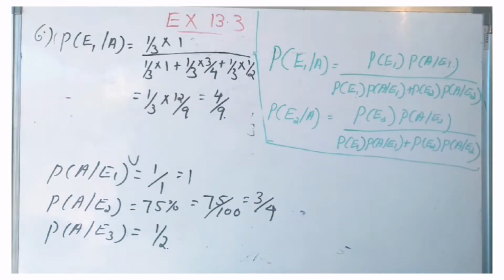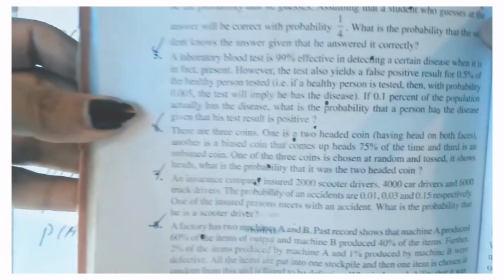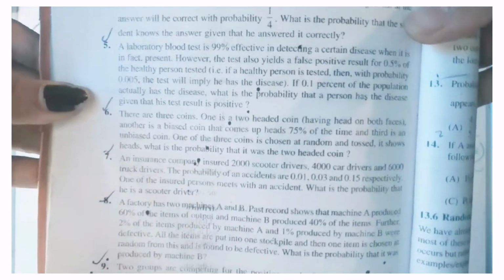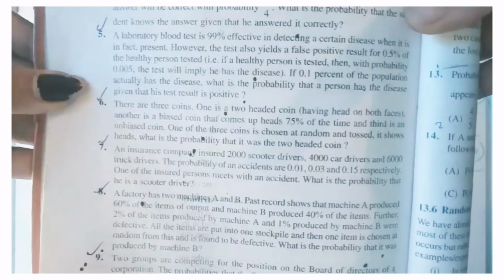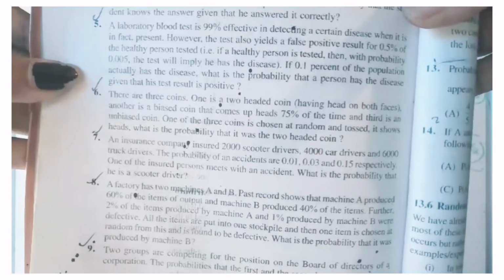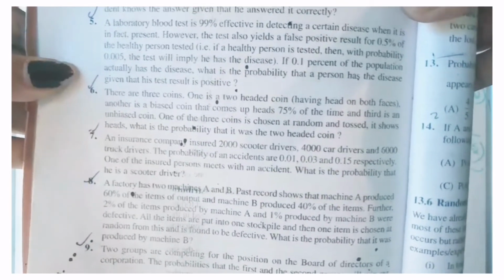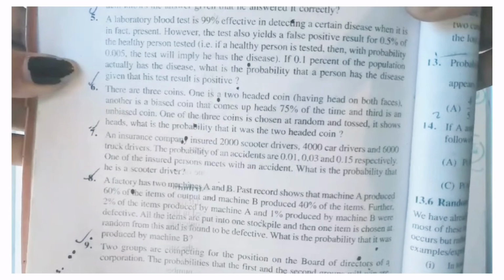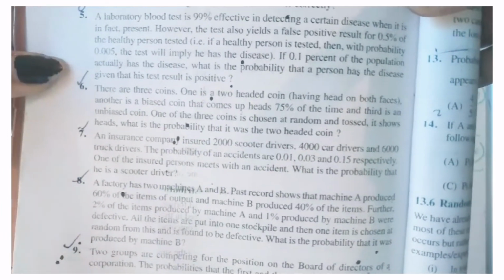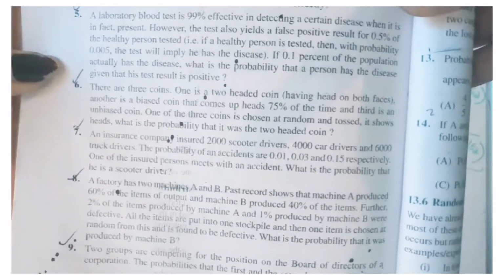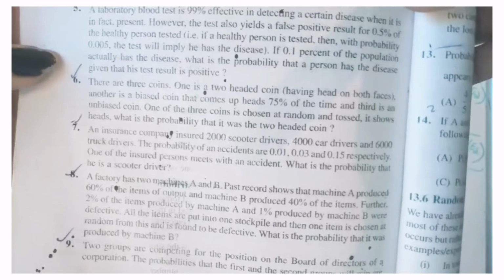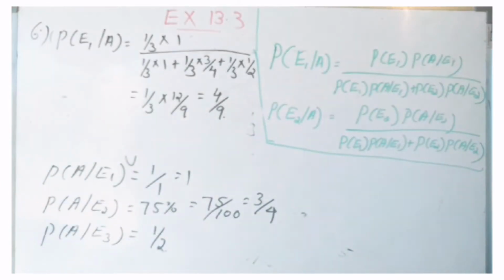Now 7th question. An insurance company insured 2,000 scooter drivers, 4,000 car drivers and 6,000 truck drivers. The probability of an accident are 0.01, 0.03 and 0.15 respectively. One of the insured person meets with an accident. What is the probability that he is a scooter driver?